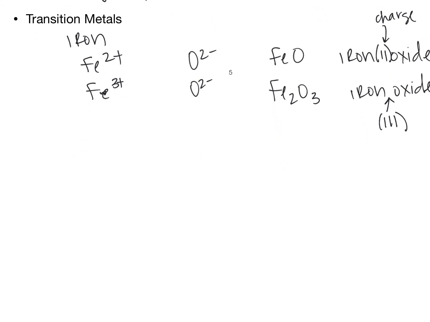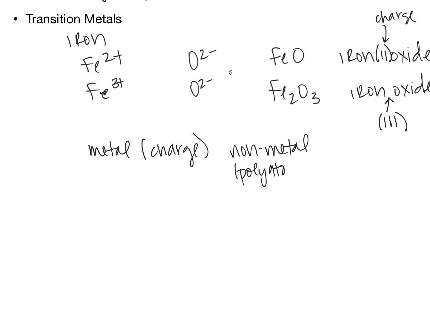So for a transition metal, it is the metal, then the charge, then the nonmetal. And this, in fact, does not have a parentheses. It's the nonmetal or the polyatomic. Also not with a parentheses, I'm just using one to show. So this charge can come from the name.